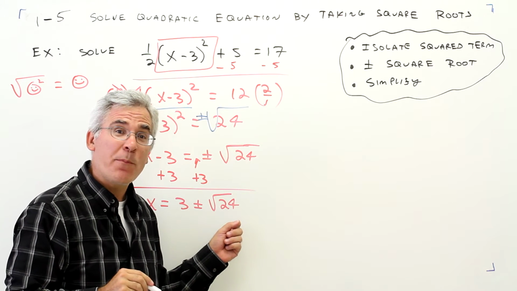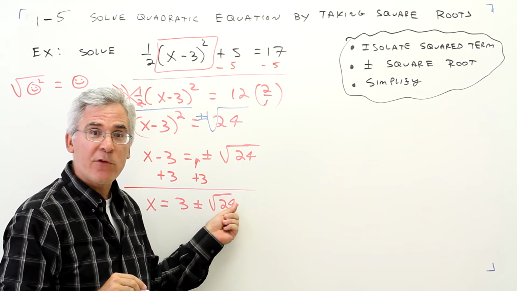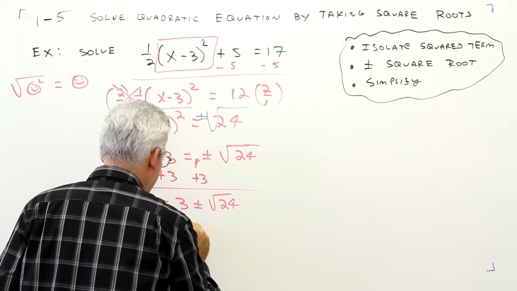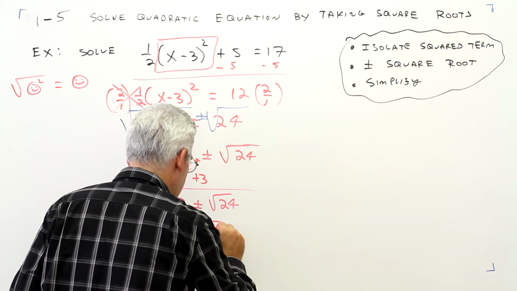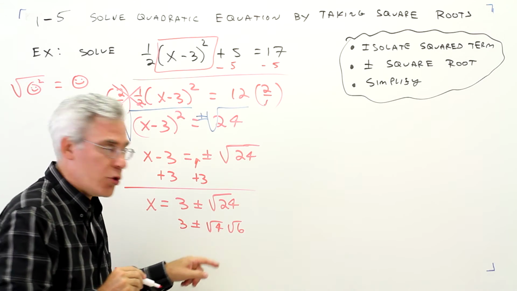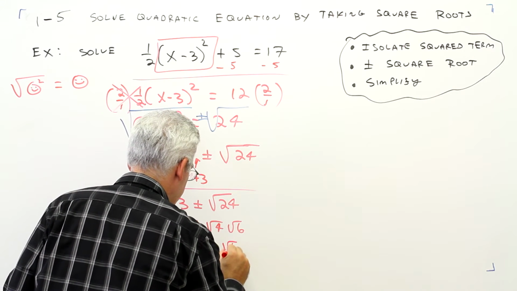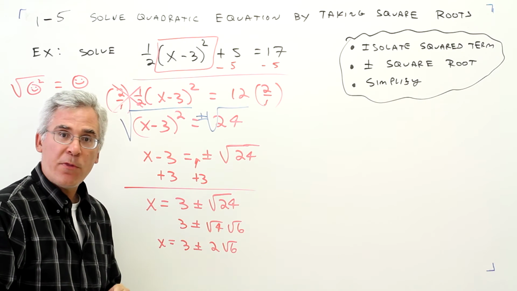We always want to report our answers in exact simplified form. This has some perfect square factors, so I'm going to change that. So this is the same thing as 3 plus or minus the square root of 24, which is 4 times 6. The reason I did that, the square root of 4 is just 2. The book will report the answer that way.